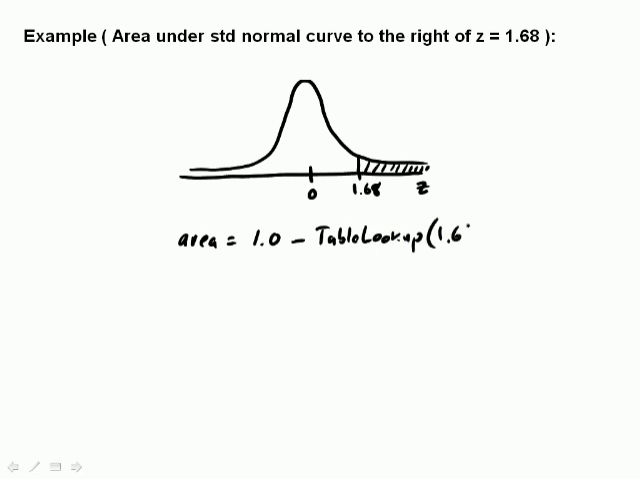is 1.68. So what I have here is the area of this right tail over here, and I got that by saying that the area under the entire curve is 1. That's this portion right here, and then subtracting off the area that I don't want, which is the area from the left tail here up to 1.68.